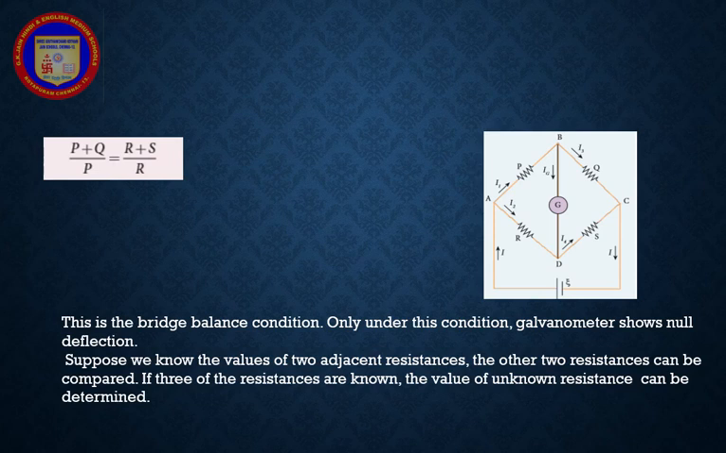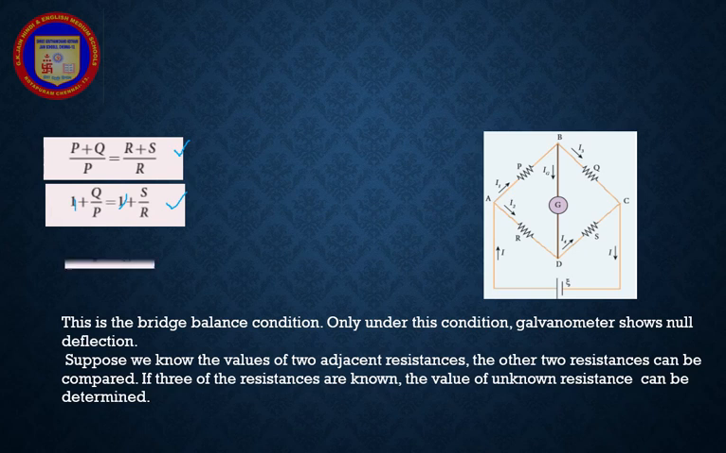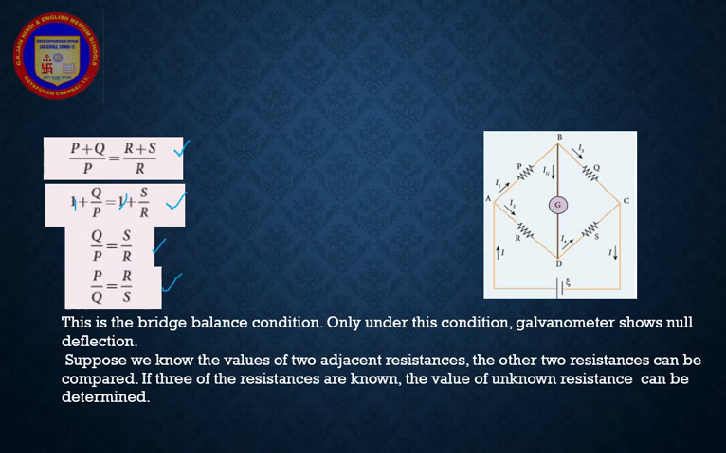Now dividing the equations, we get P plus Q divided by P is equal to R plus S divided by R. Making into separate terms, 1 plus Q by P is equal to 1 plus S by R. Cancelling 1 on both sides, you will get Q by P is equal to S by R. Inverting, we get P by Q is equal to R by S. This is the bridge balance condition.